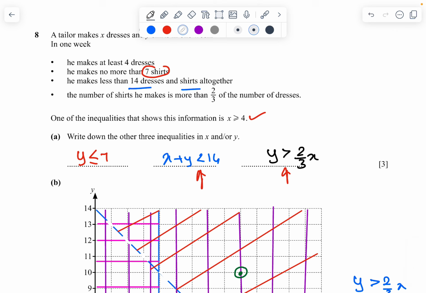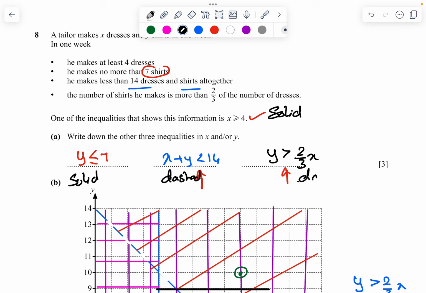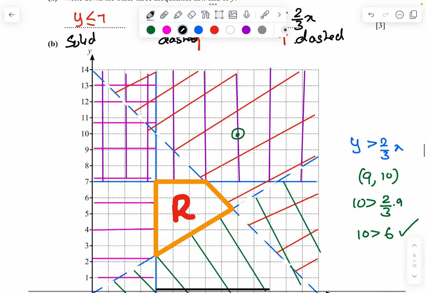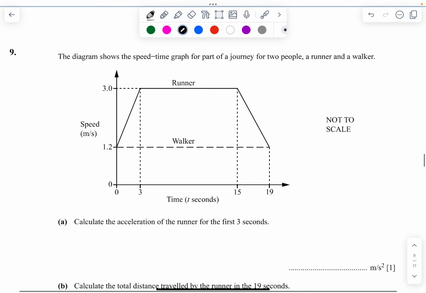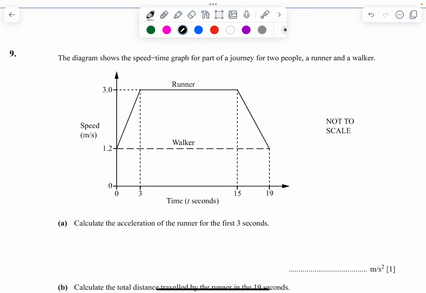Let me write here. This should be a solid line. This should be a solid line. This should be a dashed line. And this also should be a dashed line. That's the final answer. Now, that took a long time. Coming to question number 9.